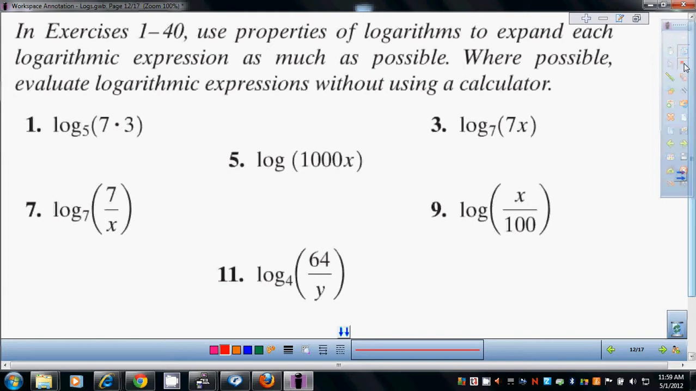Okay. So, it says, where possible you can evaluate these logarithms. I'm not going to make you do that because I wasn't planning on having these calculators. Essentially, what that was saying was anywhere you can find an exact number answer, do it, but you don't have to. All we're doing today is expanding these and condensing them. Here, we're going to expand them. So, number 1, how can I change this?